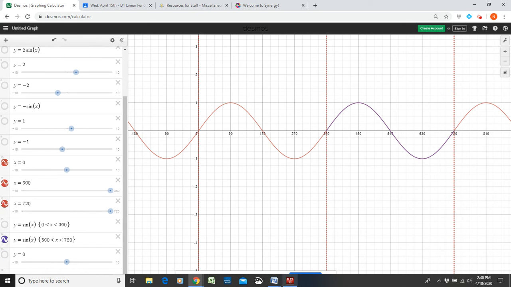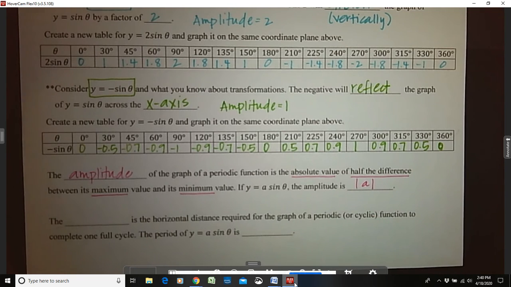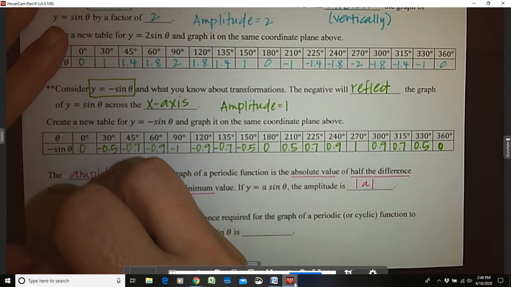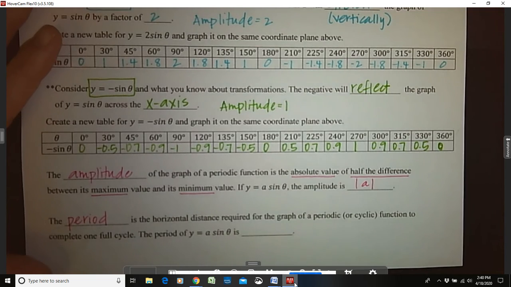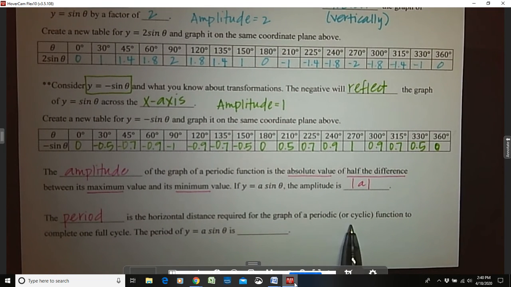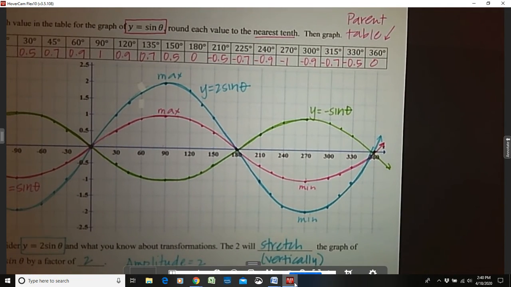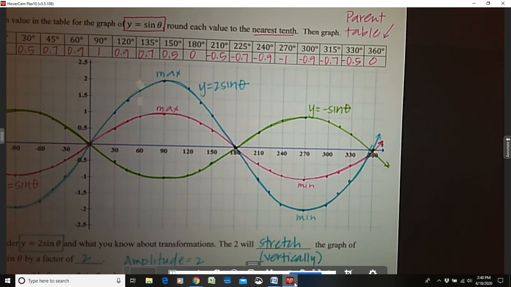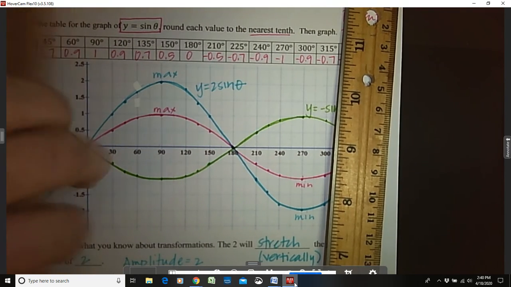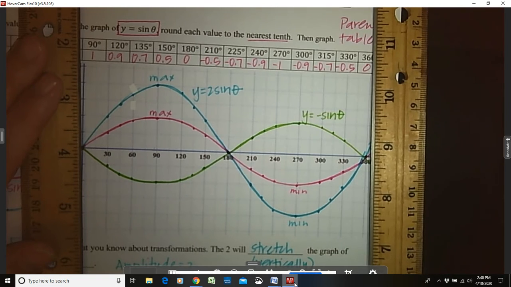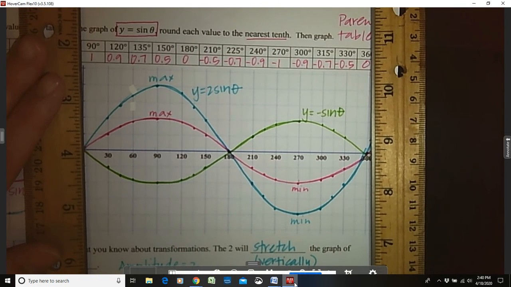So the period is the horizontal distance required for the graph of a periodic or cyclic function to complete one full cycle. The period of y equals a sine theta is going to be 360 degrees. And you can see that no matter what graph I have, whether it's 2 sine theta, negative sine theta, or just regular sine theta, all of these will start repeating after they complete 360 degrees.